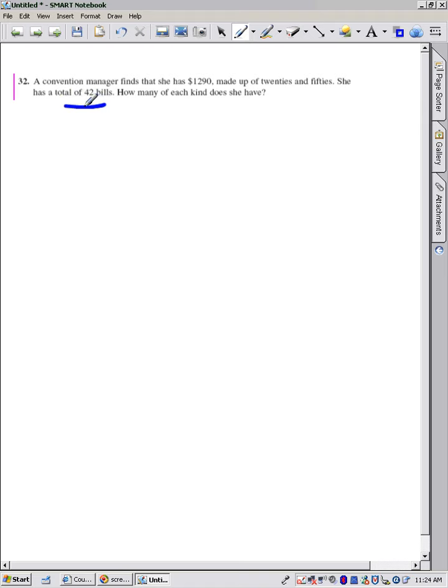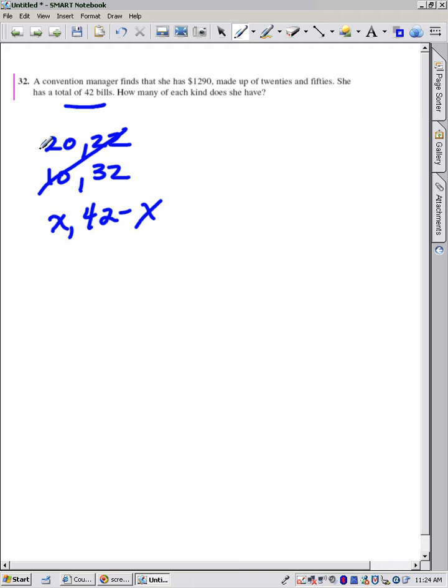So think about this. If I have a total of 42 bills, I could have 20 and 22, right? I could have 10 and 32. The main thing is that together they have to add up to be 42. So if one of them is x, the other one has to be the difference between that and 42, which would be 42 minus x. So we don't know those other two. I've just shown you as an example. So here, if we let x equal the number of 20s, then the 50s would have to be 42 minus x.